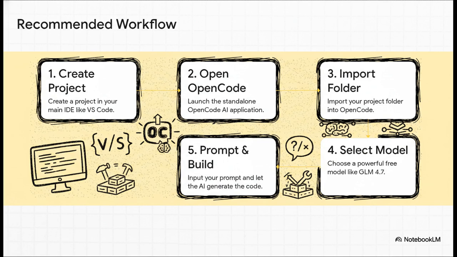So here's the key to using this thing effectively. You don't live inside OpenCode. The best workflow is a hybrid one. You start your project like you always do, in VS Code or whatever you use, get that basic folder structure set up, then you pop over to OpenCode, import that folder, and let the AI do the heavy lifting. It's really the best of both worlds.